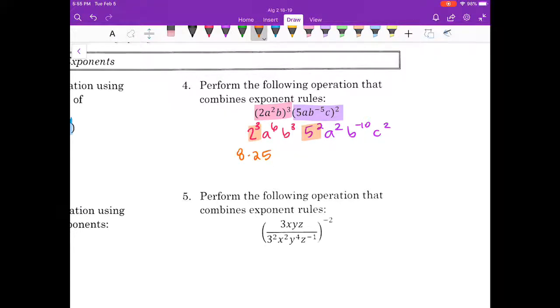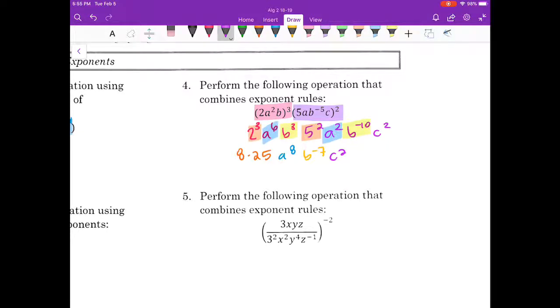So we have 8 times 25, which we'll do here in a second. And then we've got a to the sixth, a to the second. That'll give us a to the eighth. We've got b cubed, b to the negative 10th. When we add those exponents, we get b to the negative 7th. And then our c squared is just along for the ride.